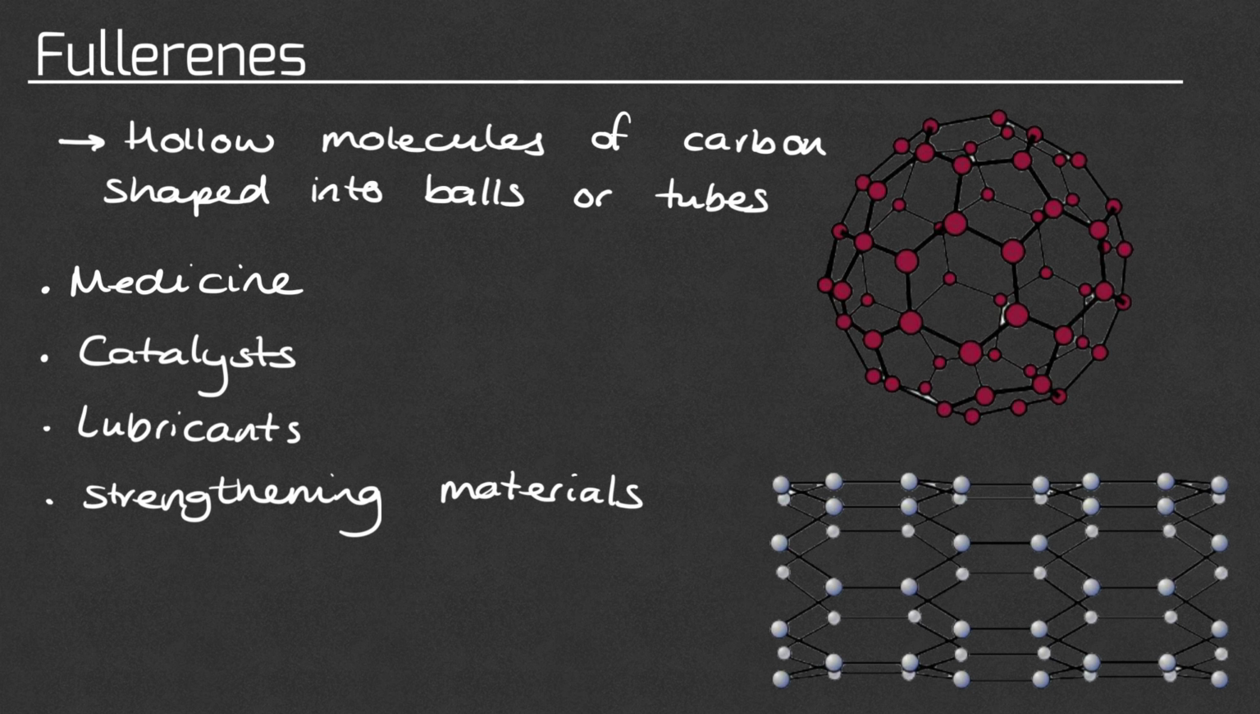Carbon nanotubes have a high tensile strength. That means they don't break when stretched. So they can be added to other materials to increase their strength without adding weight. For example, they can be used to strengthen tennis rackets. Nanotubes are very small and conduct electricity, so they can also be used in electronics.